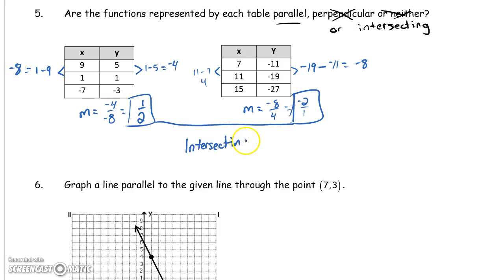Like I had just mentioned, though, they do have that special relationship, 1 over 2, 2 over 1, positive, negative. I would have said that these were perpendicular if we were going to assess you on that. We will not be assessing you on that in this class, but you do need to know that moving into geometry.